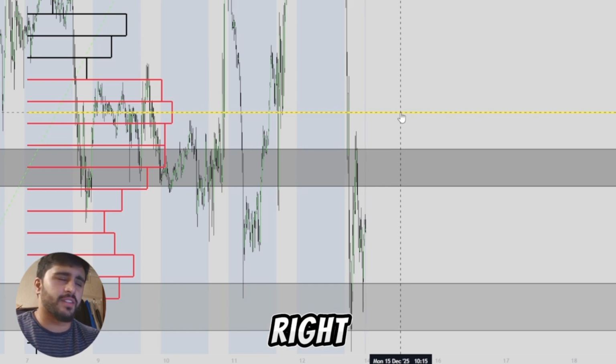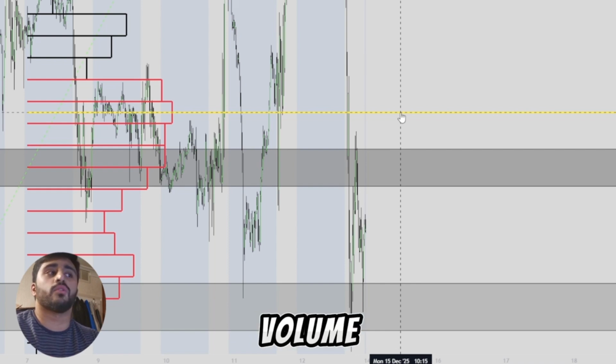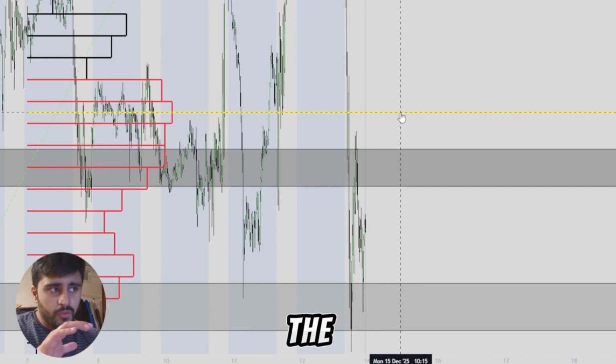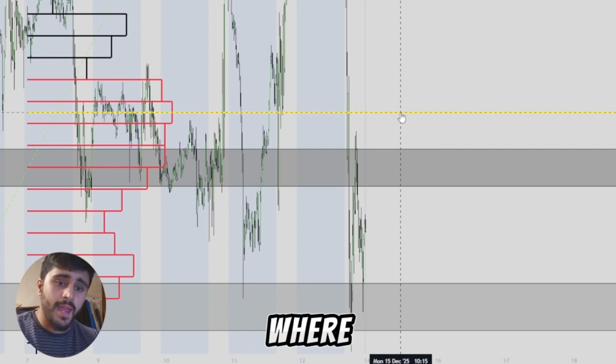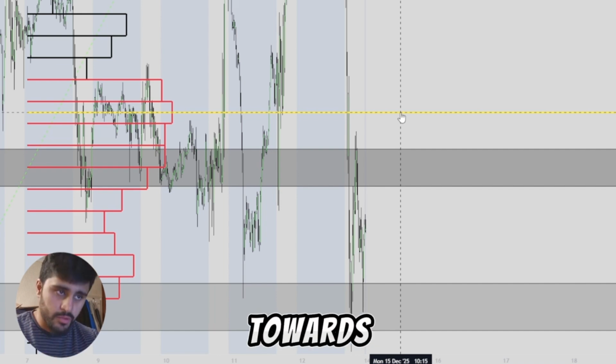Or the POC, right? I don't want to throw all these fancy terms, but basically what the POC represents is where most of the volume was transacted. So where was the highest point of volume for that week? And the reason the volume profile is so important is because it shows you where you want to be trading from and where the price is most likely to gravitate towards.